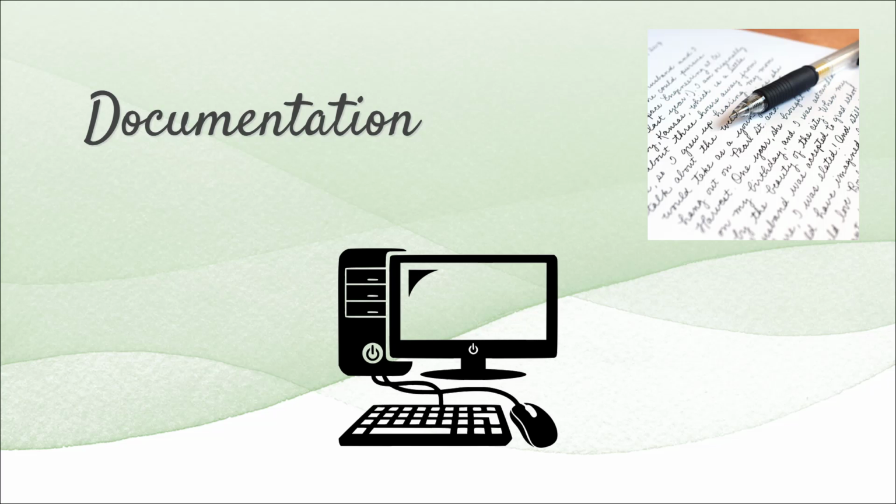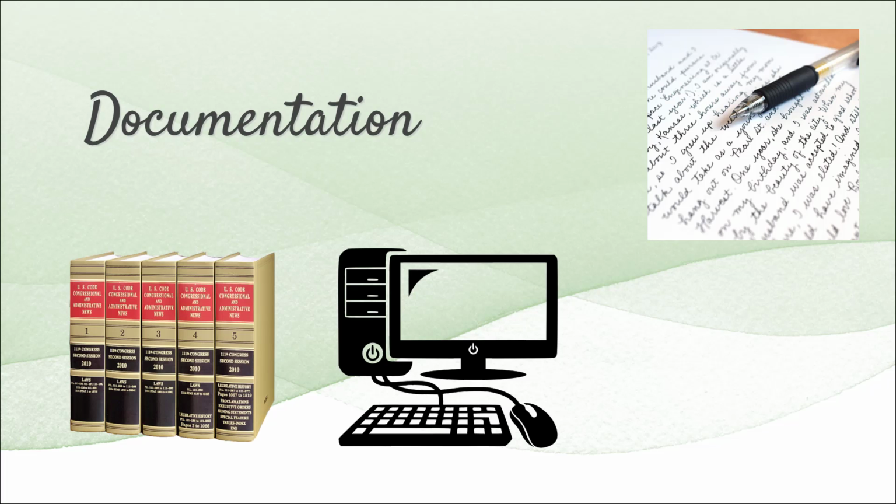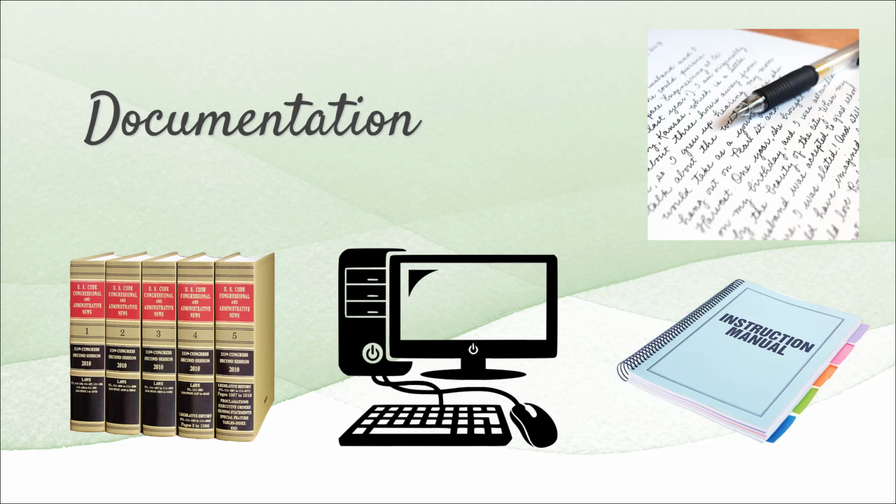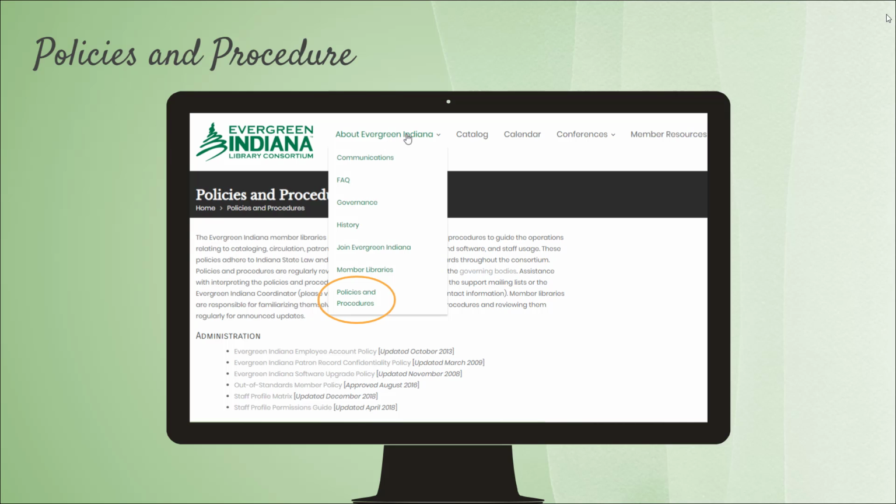Documentation makes using Evergreen software and participating in the Evergreen Indiana Consortium possible. A wide range of policies, procedures, and tools have been developed by Evergreen Indiana member libraries to guide the operations related to cataloging, circulation, patron records, confidentiality, hardware and software, and staff use. These policies and procedures are located on the Evergreen Indiana website along with other important documents like the Circulation Matrix and the Patron Matrix.